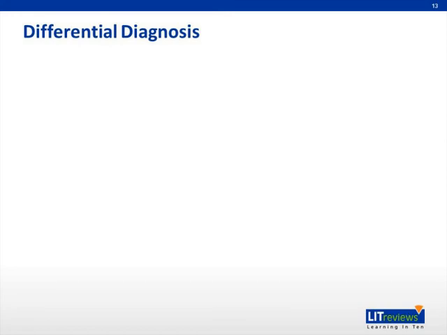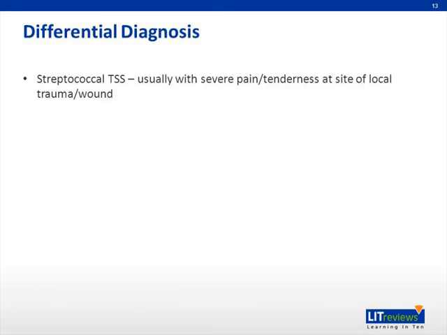So the differential diagnosis for patients presenting with this is actually quite broad. One of the things you want to think of is whether this is streptococcal toxic shock syndrome. Patients with streptococcal toxic shock syndrome usually have severe pain and tenderness at the site of a local trauma or wound. Whereas, as I mentioned before, patients with non-menstrual staphylococcal toxic shock syndrome, their wounds actually look pretty benign. So that's one way to differentiate between staphylococcal versus streptococcal toxic shock syndrome.